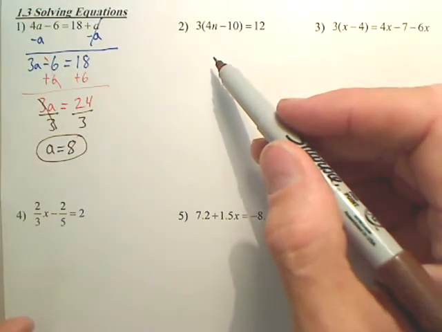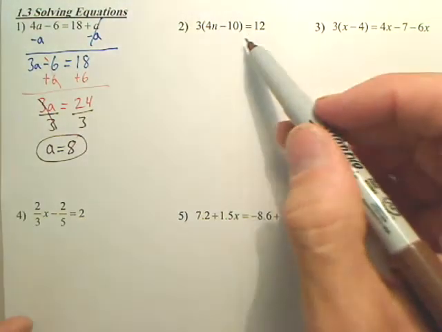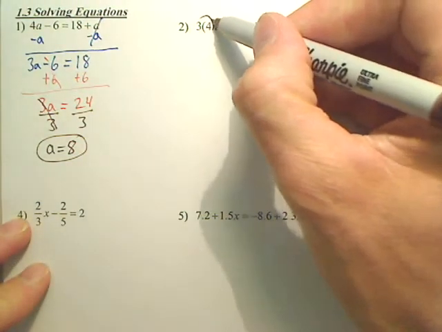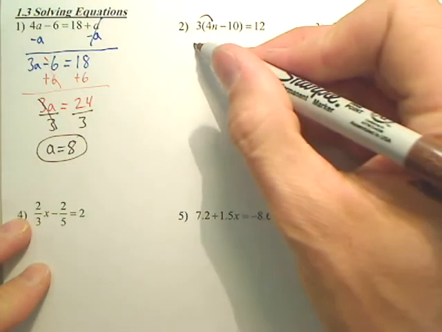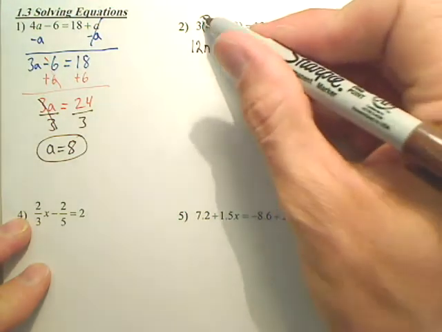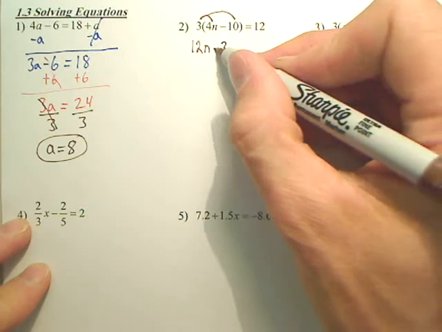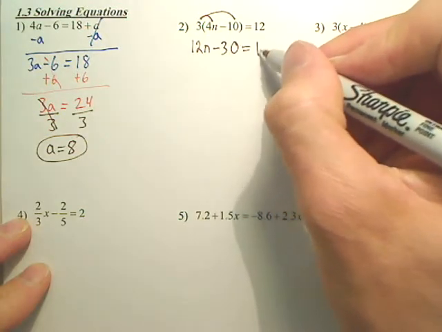Number 2. In order to do this one, we first have to distribute this 3. So 3 times 4n is 12n. 3 times negative 10 is negative 30. Bring down the 12.